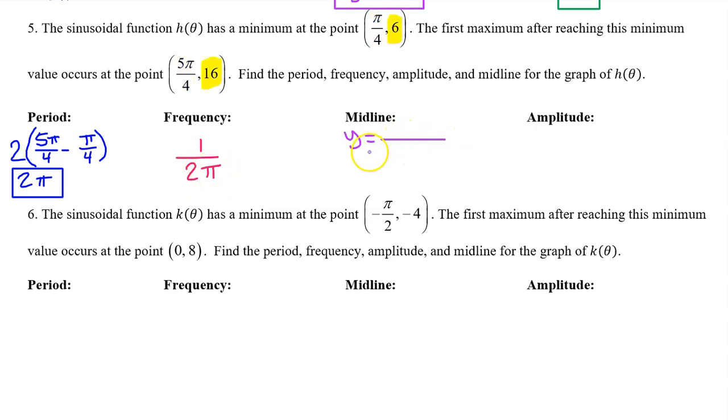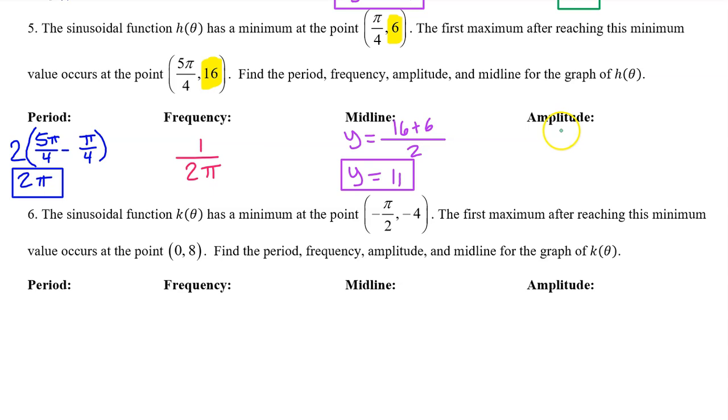The midline will be y equals the average of the highest value and the lowest value. So y equals 16 plus 6 divided by 2. But that's y equals 22 divided by 2, which is y equals 11. That's the midline.